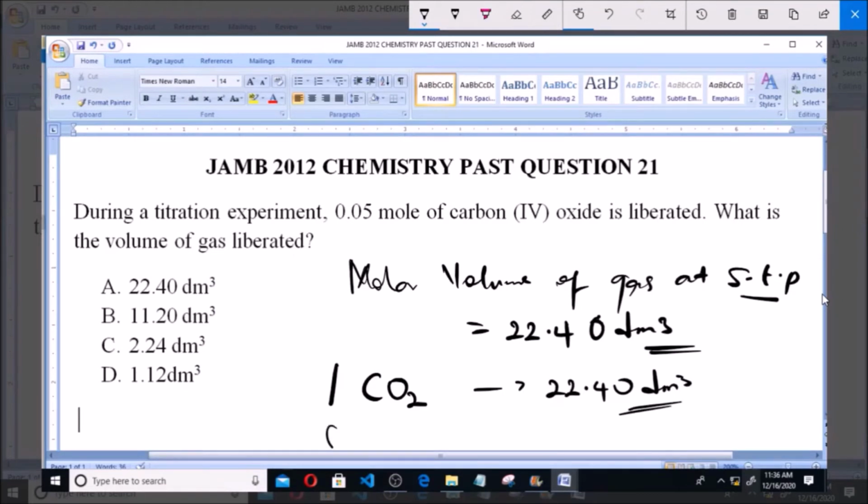Now if it is 0.05 moles, how many volumes will that give us? That will be equal to 0.05 multiplied by 22.4, since 1 mole represents 22.4, so 0.05 will represent 0.05 multiplied by 22.4, and that is equal to 1.12 dm cubed. So the answer to this question is option D.